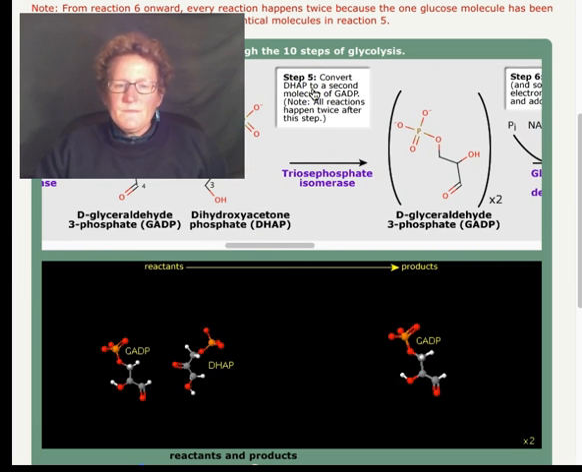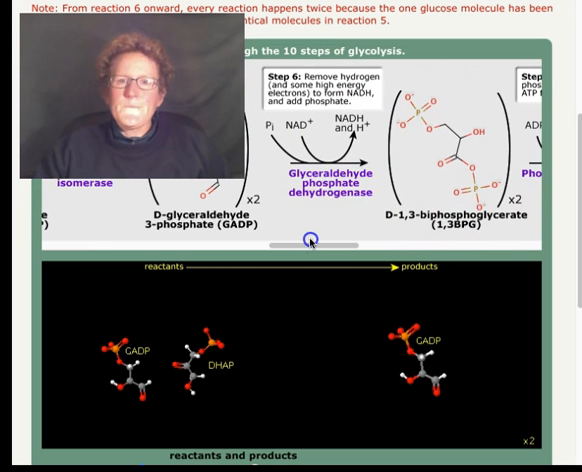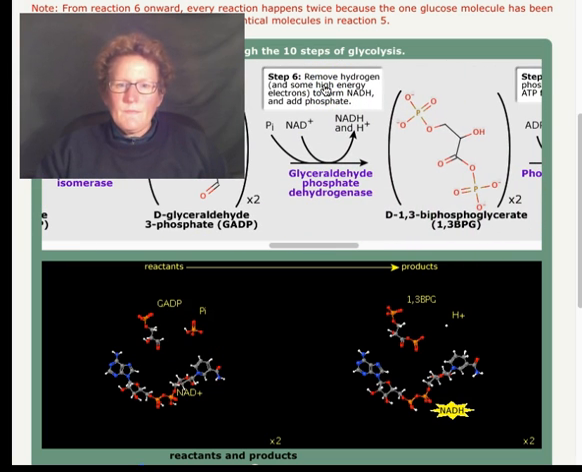Step 5, we've got the 2 little molecules, and they're turned both into GADP, and this happens twice. Oh, here we go. Here's an NADH molecule produced. So there we get a high energy molecule that is produced. And since there are 2 GADPs produced for every glucose, we get 2 NADHs.